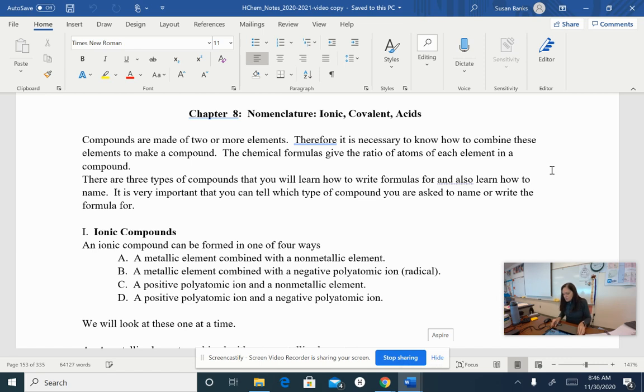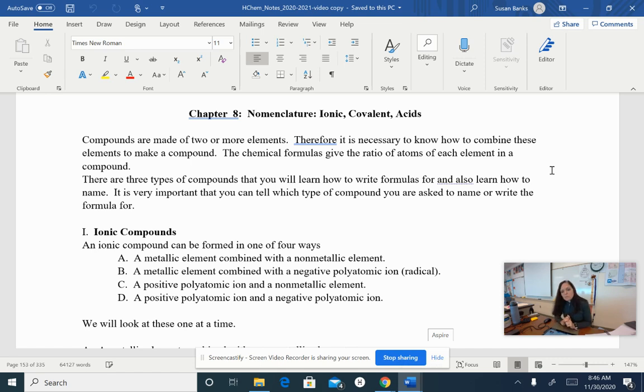Okay, so just a reminder, compounds are made of two or more elements. So when we are doing compounds, we're going to be naming things that are made with two or more elements. Therefore, it's necessary to know how to combine these elements to make a compound. The chemical formulas give the ratio of atoms of each element in a compound. So we use that ratio and we put subscripts in to show that ratio.